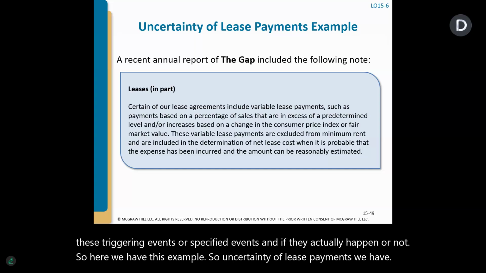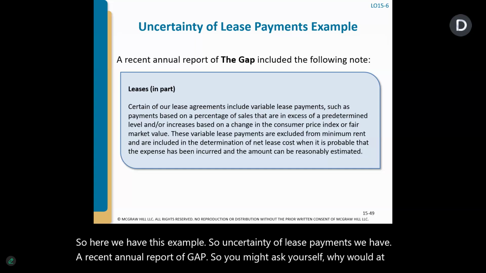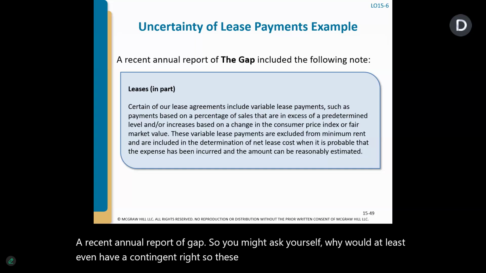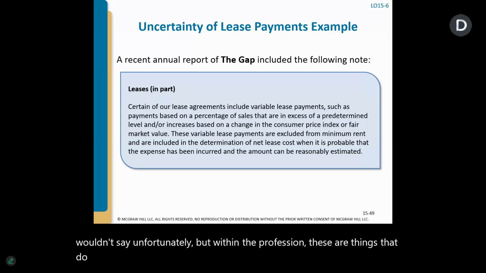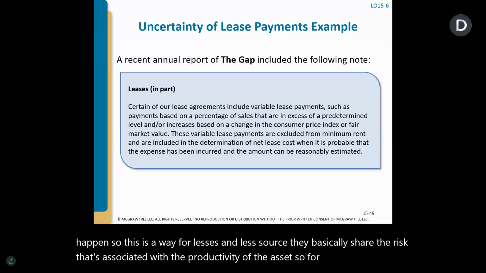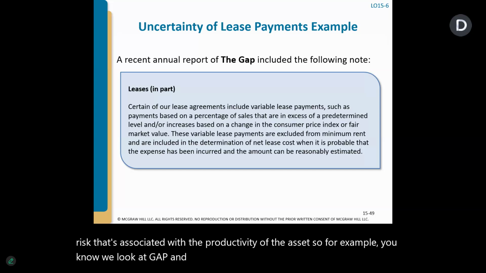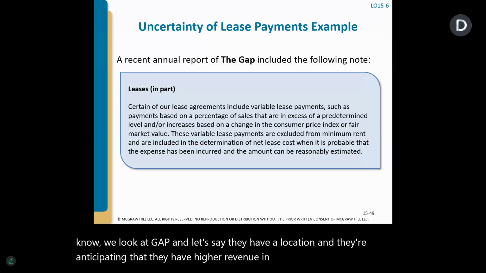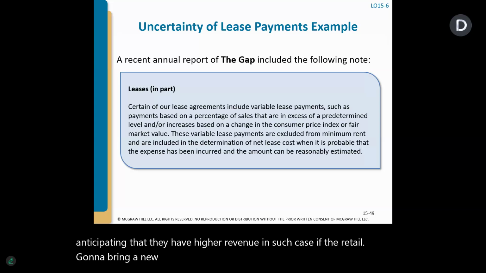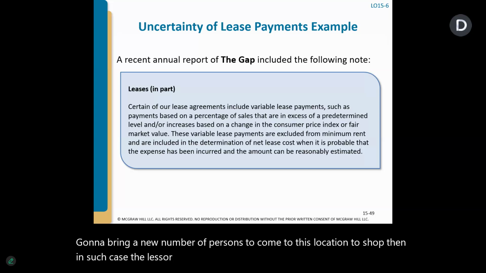So you might ask yourself, why would a lease even have a contingent, right? These are things that, within the profession, do happen. So this is a way for lessees and lessors to basically share the risk that's associated with the productivity of the asset. So for example, we look at GAAP and let's say they have a location and they're anticipating higher revenue. In such case, if the retail center is going to bring a new number of persons to come to this location to shop, then in such case the lessor wants a part of the higher profit. Okay, they want a piece of the pie.